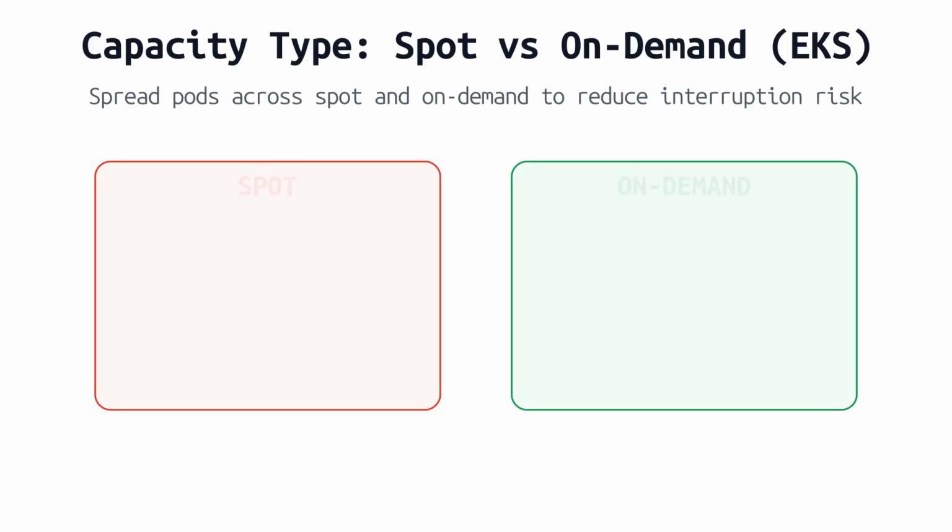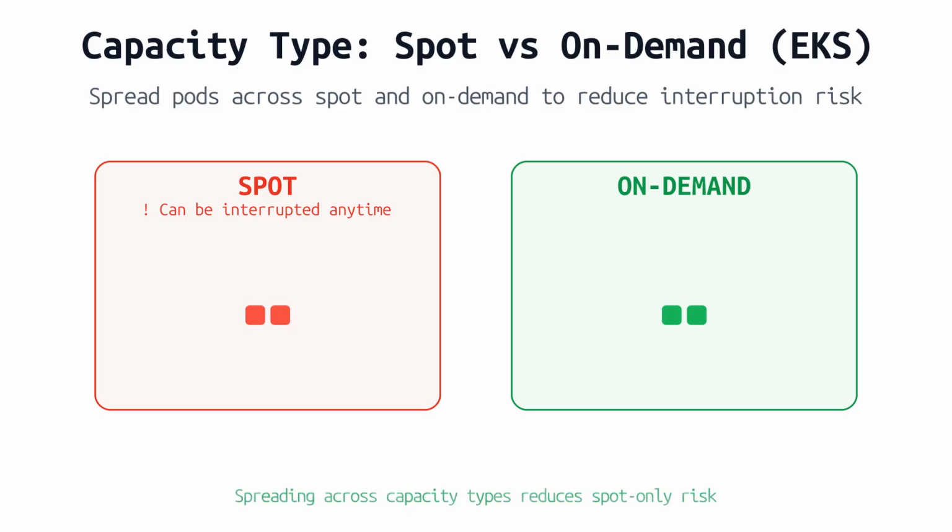Another useful key in EKS is capacity type. This can separate spot nodes and on-demand nodes. This matters because spot instances can disappear suddenly. If all your pods are on spot capacity, one interruption can hurt badly. Spreading pods across spot and on-demand gives you better safety.